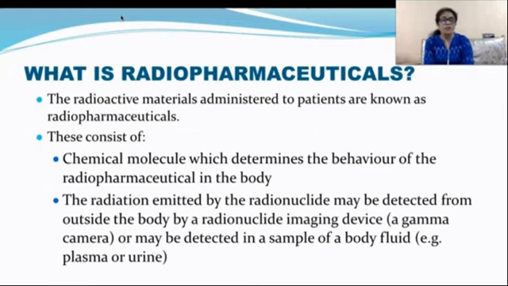Now, what are radiopharmaceuticals? The radioactive materials administered to patients are known as radiopharmaceuticals. These consist of a chemical molecule which determines the behavior of the radiopharmaceutical in the body. The radiation emitted by the radionuclide may be detected from outside the body by a radionuclide imaging device or may be detected in a sample of body fluid, plasma or urine.